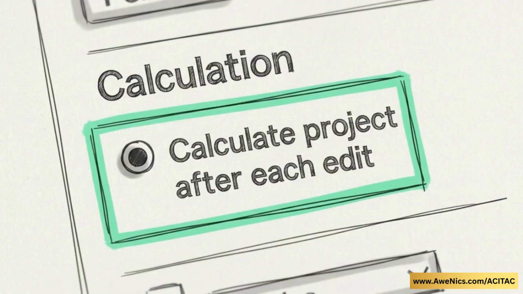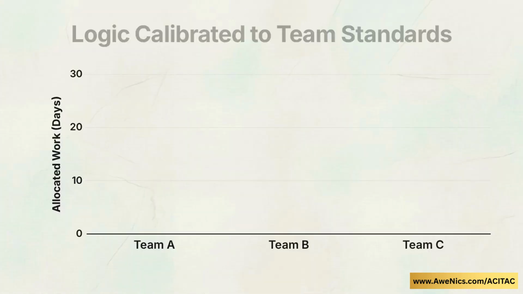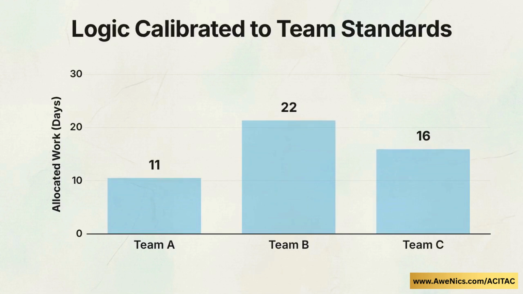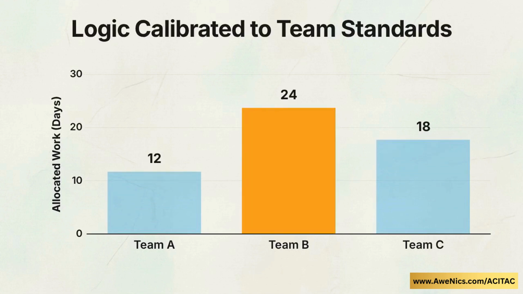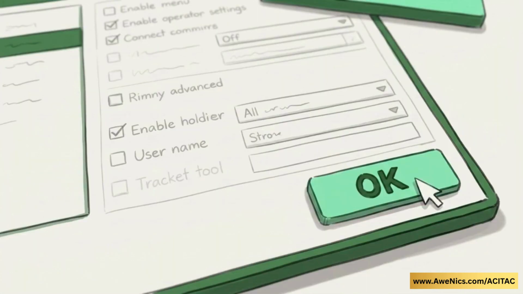Scroll down to the Calculation section of this tab and verify that Calculate Project After Each Edit is toggled on. With these scheduling parameters locked in, the software will use the same measurement and logic standards as your project management team. Click the OK button at the bottom of the menu to apply your new configuration.